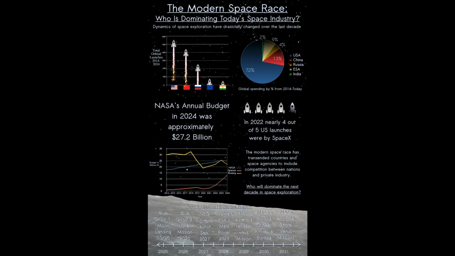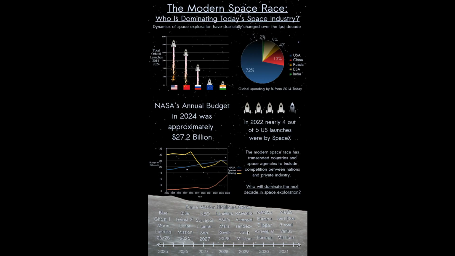I'll explain some of my design choices, visual principles I applied, and how these work to form a story from the data. This infographic aims to highlight changes in the modern space race over the last decade, from competition between countries and various space agencies to the private sector becoming a major player on the global stage. The layout follows a logical progression, starting with who's launched the most rockets, moving on to who's spent the most, next the rise of private industry, and a look at future missions.